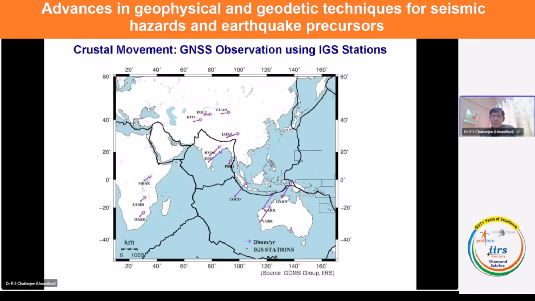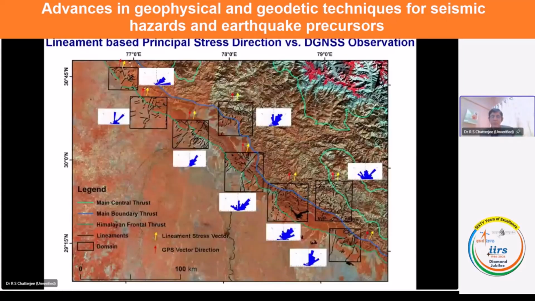Again, GNSS observations are very much being done by many of the groups, including ISRO and IIRS. So we have analyzed a number of locations, what is the campaign data and this continuous mode GPS data. And here we have integrated that with lineament-based principal stress directions. So from these lineaments, we can determine the principal stress direction.